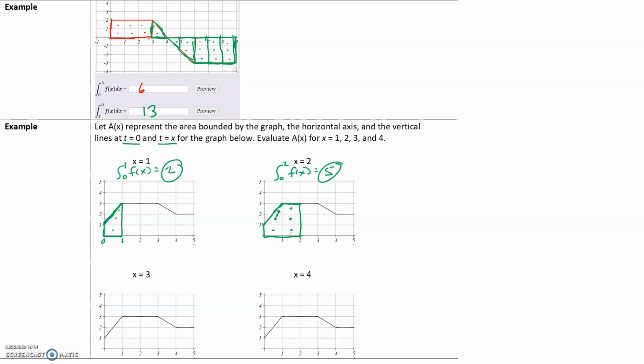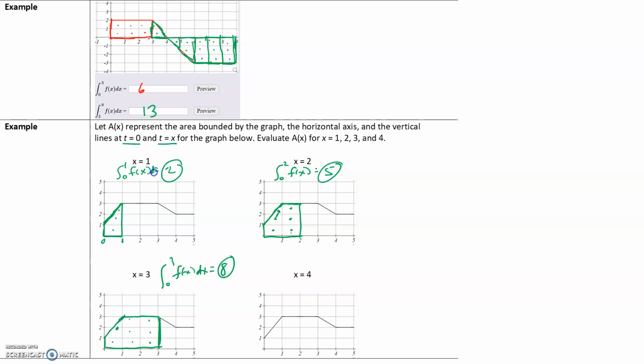Now we're going from 0 to 3. So look at the graph between x equals 0 and x equals 3. We got here, here, and here. So the integral is always the area between the graph and the x-axis. So we're looking at this area right here. So we have 1, 2, 3, 4, 5, 6, 7, and then this is 1. So that's going to be 8. 1, 2, 3, 4, 5, 6, 7, 8. So the integral from 0 to 3 of f of x is equal to 8.